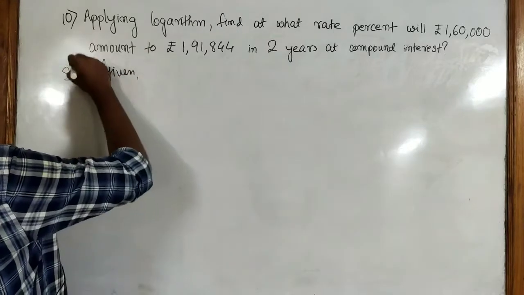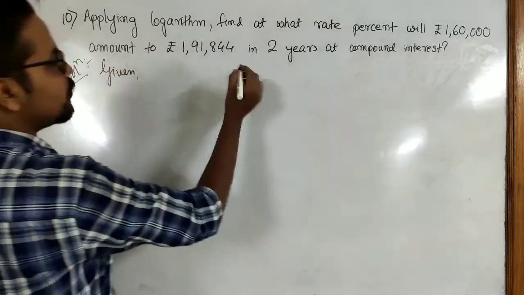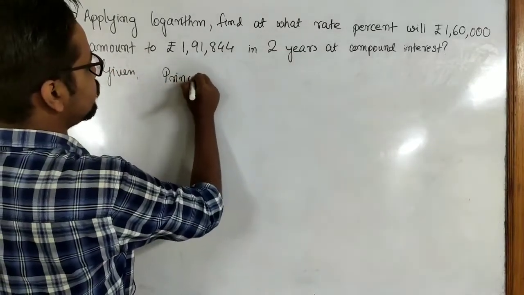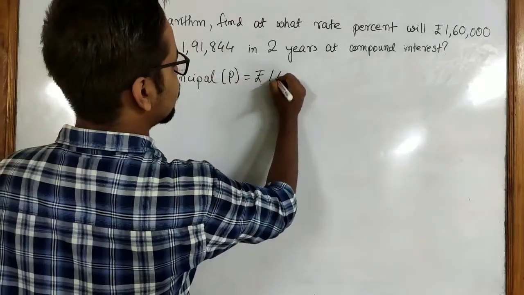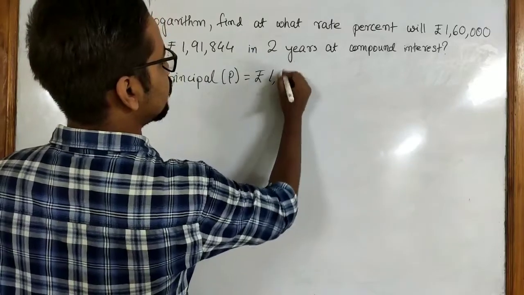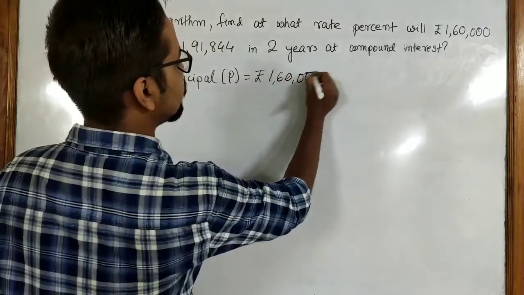So what is given here? First, let us write the given part. We are given the principal, which is rupees 1,60,000.